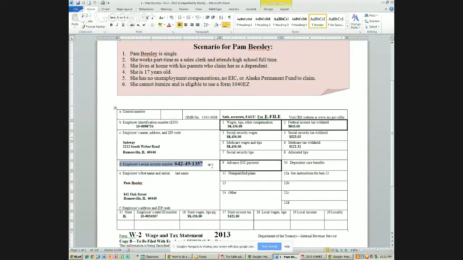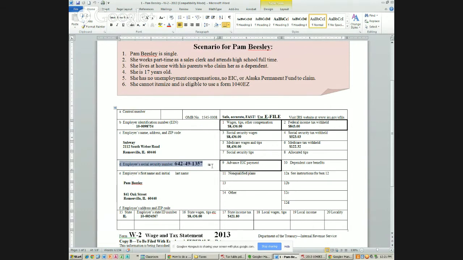You should marry her. I should? She's 17. Oh, no. And she only makes $8,436 a year. That's not a smart marriage idea for me.